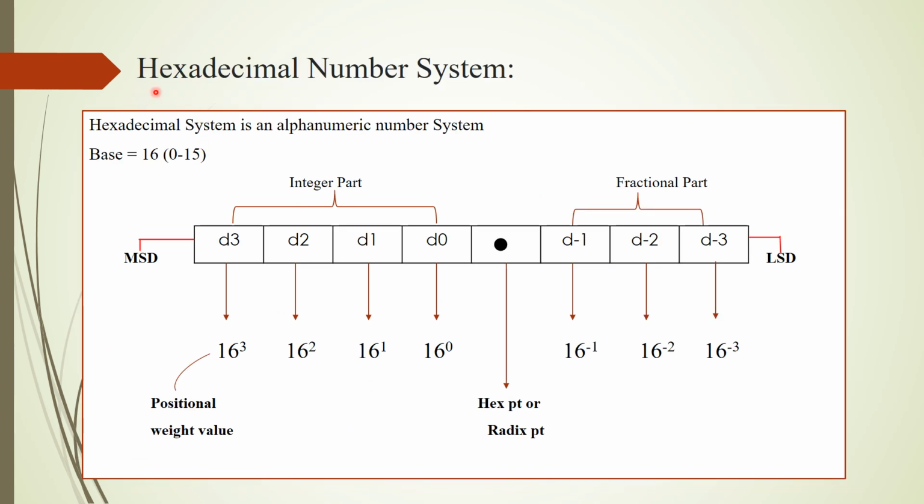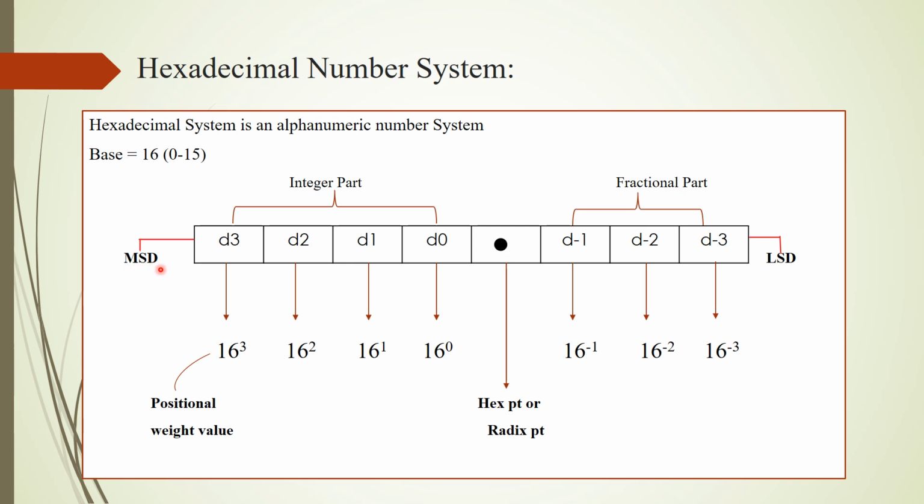Next number system is the hexadecimal number system. The hexadecimal number system is an alphanumeric number system. That means it consists of numbers and also alphabets. The base of the hexadecimal number system is 16. It also consists of an integer part and a fractional part. D0 to D3 is the integer part of the hexadecimal number system. D minus 1 to D minus 3 is the fractional part of our hexadecimal number system.